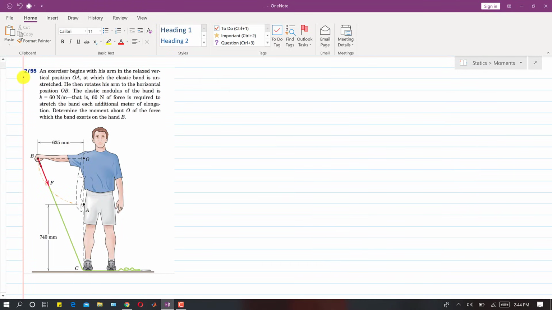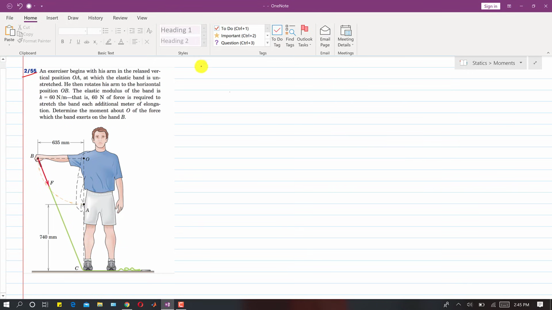The next problem is problem 255. In this problem, as we can see, an exerciser begins with his arm in the relaxed vertical position. So initially his arm is here in this dashed position, so it is vertical, this OA, right, at which the elastic band is unstretched. So at this position, this elastic band is unstretched, right? So this distance will be the unstretched length CA, right?